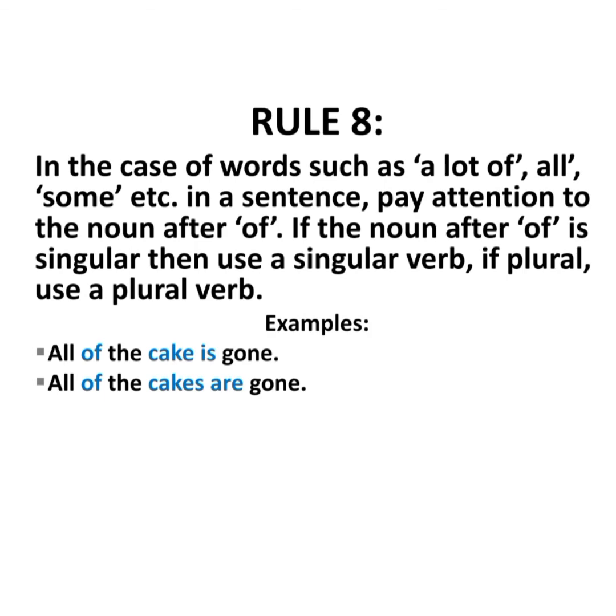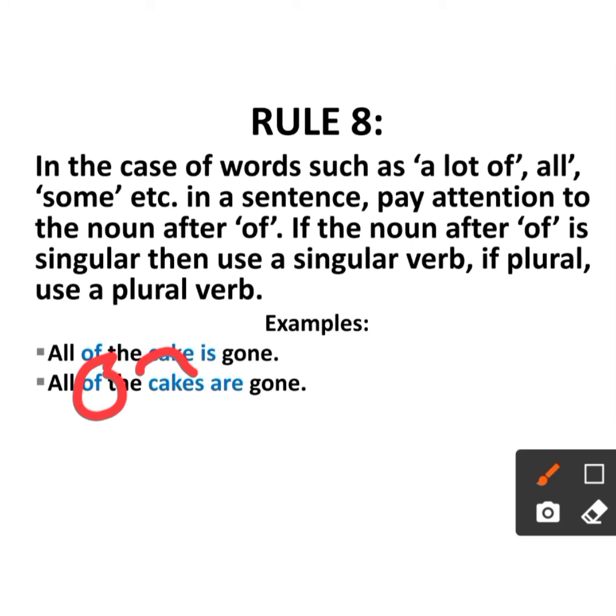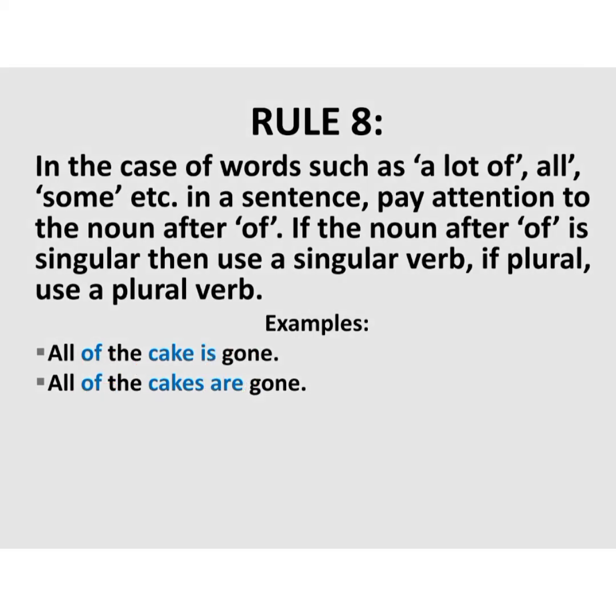All of the cakes are gone. In the second example, which is the noun closest to of? Cakes, right? And cakes, is it plural or singular? Plural, right? Therefore you have plural verb are. All of the cakes are gone. Not is gone, okay? Because cakes is plural, you must have plural verb.